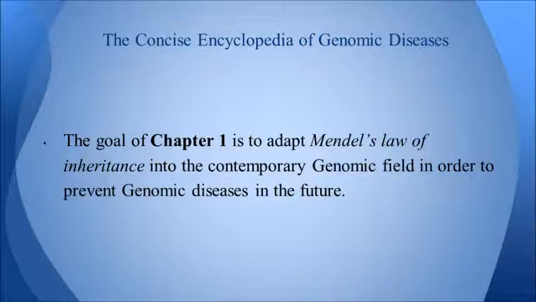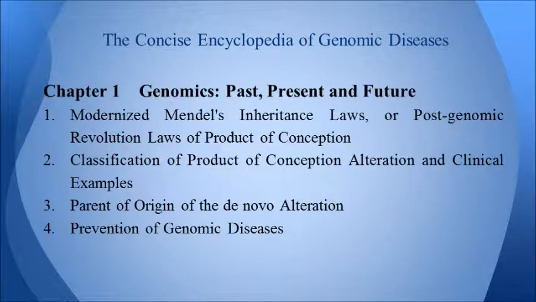The first chapter describes genomics in the past, present, and future. The goal of the chapter is to adapt Mendel's law of inheritance into the contemporary genomic field to prevent genomic diseases in the future. Chapter 1 discusses, number 1, modernized Mendel's inheritance laws or post-genomic revolution laws of product of conception. Number 2, classification of product of conception alteration and clinical examples. Number 3, parent of origin of de novo alteration. Number 4, prevention of genomic diseases.